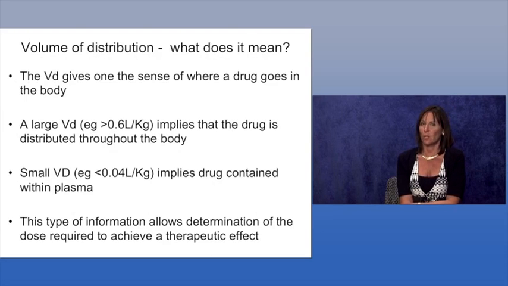Remember again, it is not talking about the effect of the drug, it is purely talking about the pharmacokinetics, where the drug goes. A large volume of distribution implies that the drug is distributed throughout the body. A small volume of distribution implies that the drug could be contained just within plasma. This type of information does help you in the drug development steps that we talked about at the very beginning, to allow determination of the dose that might be required to achieve a therapeutic effect.